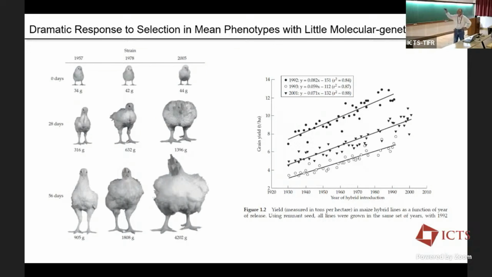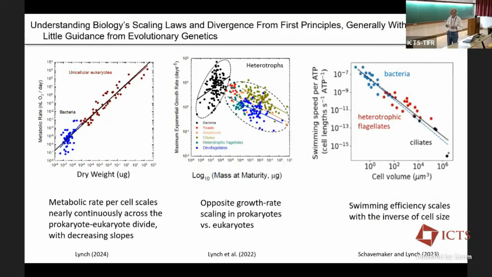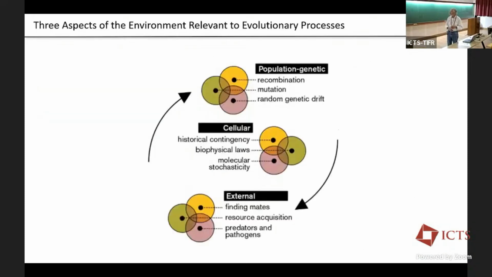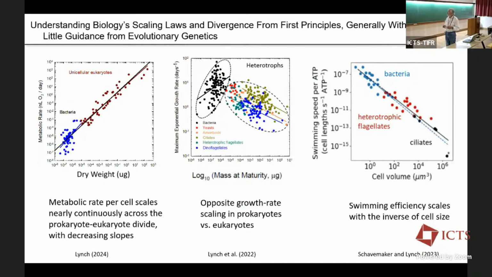The three lines there are just for growth. This is based on stored seeds, so you could raise everybody in a common environment. This is just showing there's been essentially a linear response to selection over time. All this is done without knowing anything about the molecular genetic basis of these traits. And then, sorry, it'll take me a second to get used to the clicker here.